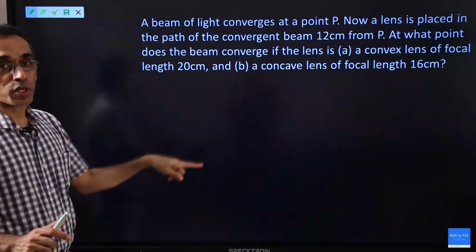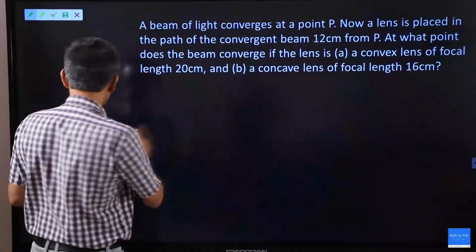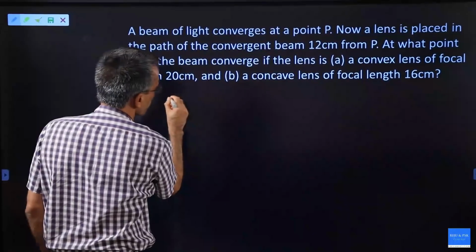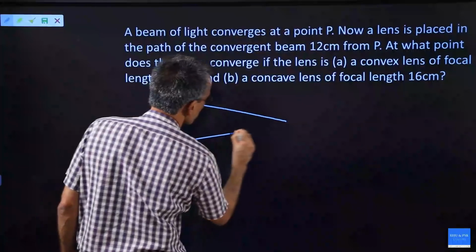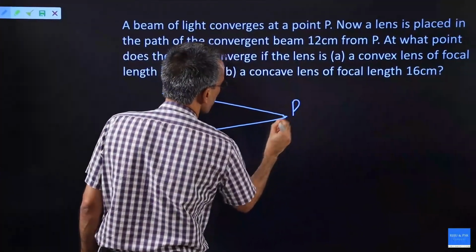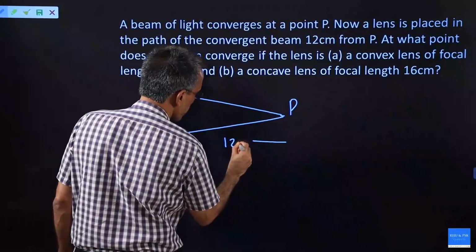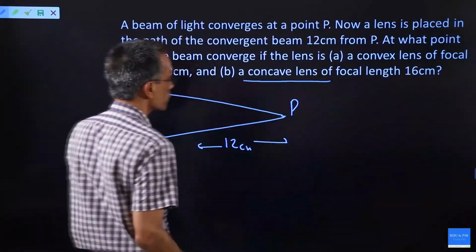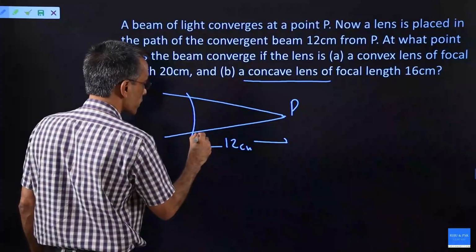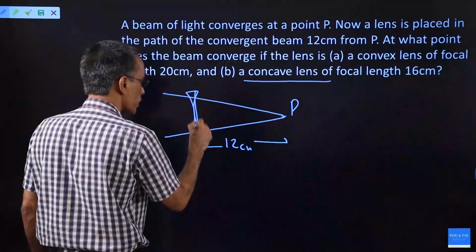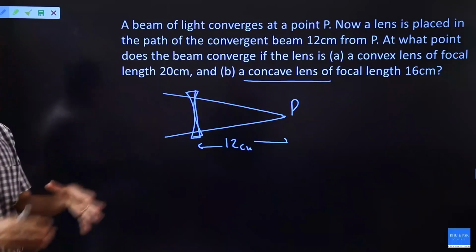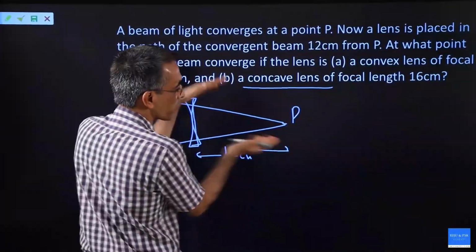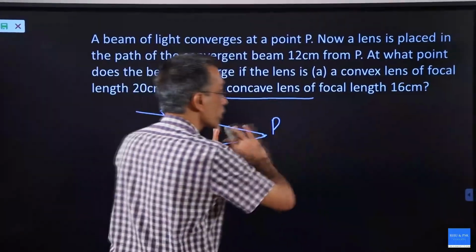Now we'll do the second part of this. In the second part, what is given? The same thing. We have the converging light. This is the point P, and at a distance of 12 centimeter, what is kept? We keep a concave lens here. So when we keep a concave lens, what will happen? The light will not converge this much, it will get diverged a bit. So I expect that the image will go away.